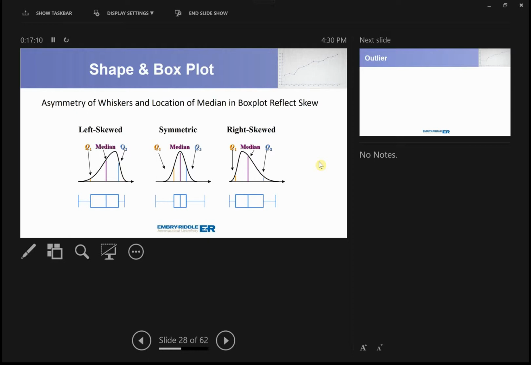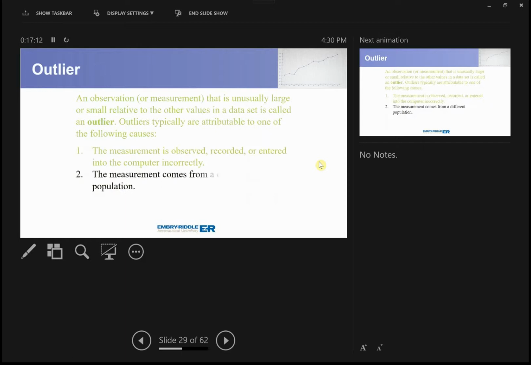Okay, now, here's the interesting part. Outliers. Okay, so here's the thing about outliers. They are the most screwed up part of statistics. People want to throw them out. You shouldn't do that. Outliers are usually the most interesting portion of the data set, okay? So here's what I want to show you.